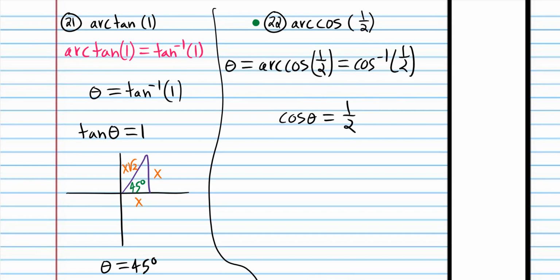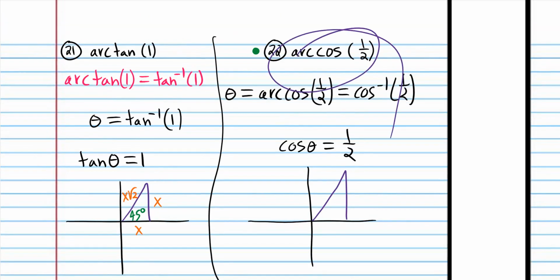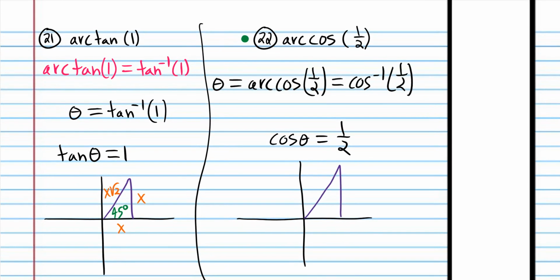We're not allowed to use a calculator, so we're dealing with a special ratio. And if cosine is positive, we're going to be in the first or fourth quadrants. We can't be in the fourth quadrant because with the cosine inverse function, the angle must be between 0 and 180.